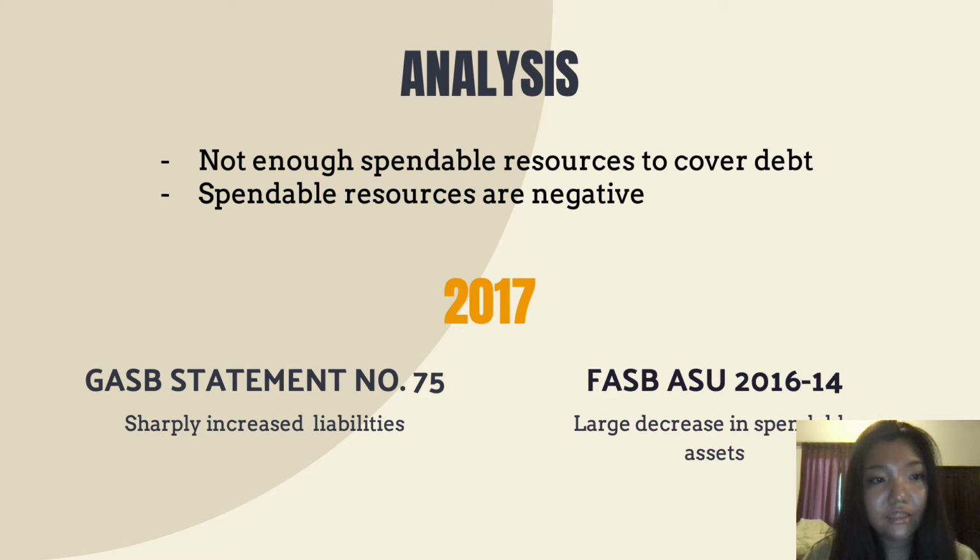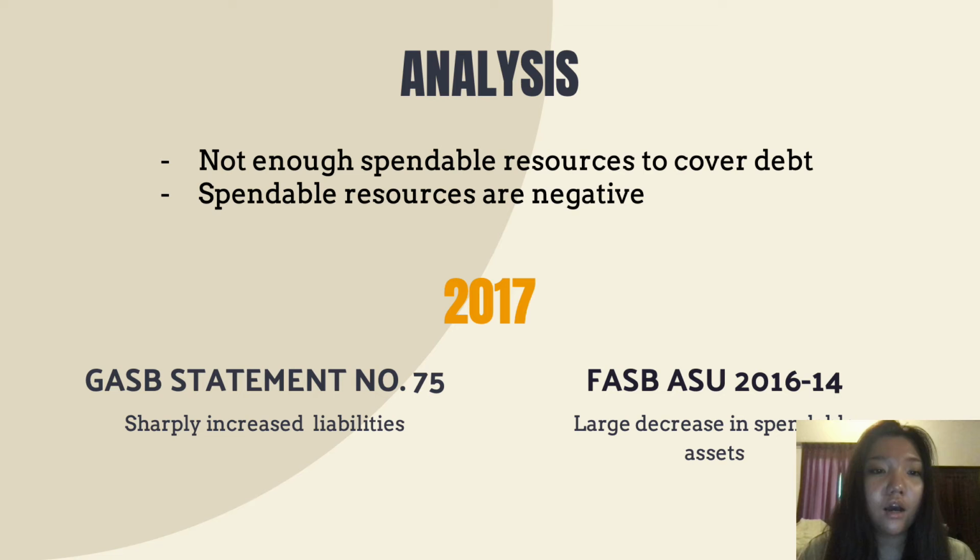As for the analysis, there's not enough spendable resources to cover debt, as I said earlier. This also means that UOG may not have enough funds to cover future projects, and they might not be able to get any more loans to cover future projects, which is very bad for an institution. Another important point to notice about that graph is that the spendable resources are in the negative. This is very dangerous for any entity or institution, and the best thing to do is to get out of that red zone.